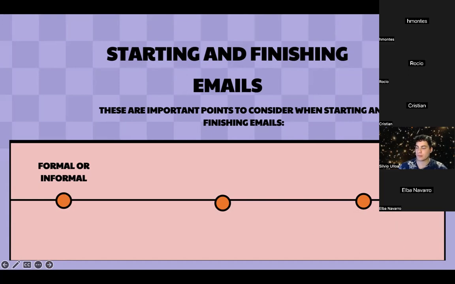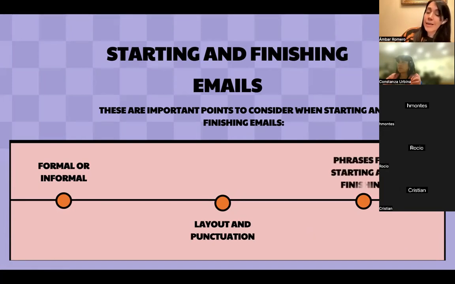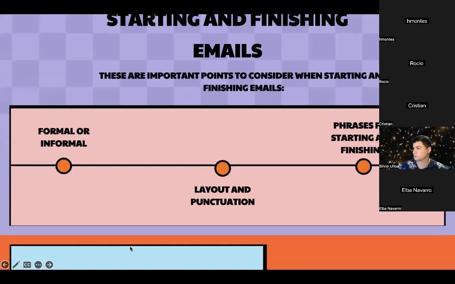The same thing you do when you speak to someone. When you're speaking to someone, it's not the same speaking to a friend as speaking to a colleague you don't know very much, or a professor you respect a lot, okay? So when you write an email, knowing how to write a formal or an informal email is essential. The second thing is having basic knowledge about layout and punctuation. And the last thing is, what type of phrases can I use to start and to finish my emails, okay?